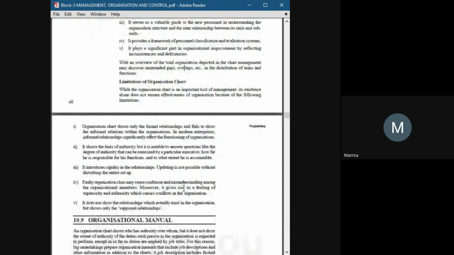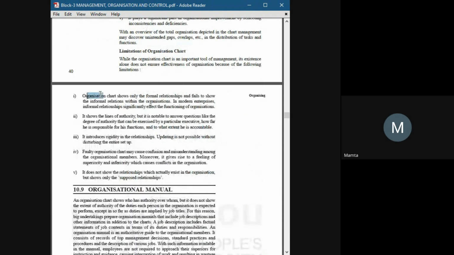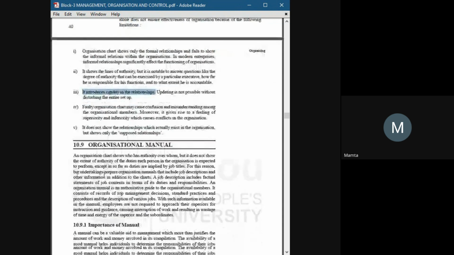We have some limitations of the organizational chart as well. It shows only the formal relationships, not the informal relationships between the employees. It shows the lines of authority, but it is not able to answer the question of the degree of authority a particular person in a position has. It introduces rigidity in relationships because the chart mentions this is the boss and this is the employee. These are some limitations of the organizational chart.